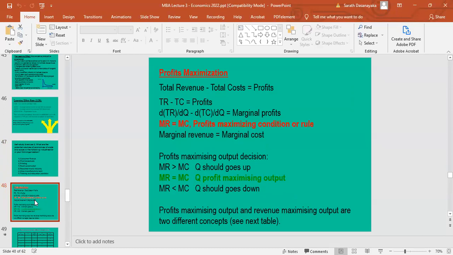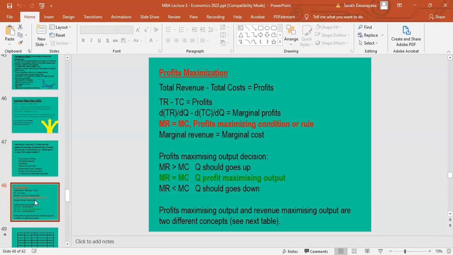Now we can go to the other part of our lecture, profit maximization. Profit maximization is different from revenue maximization. Total revenue minus total cost is profit, which everybody knows. TR minus TC, that means total revenue minus total cost, is the profit.